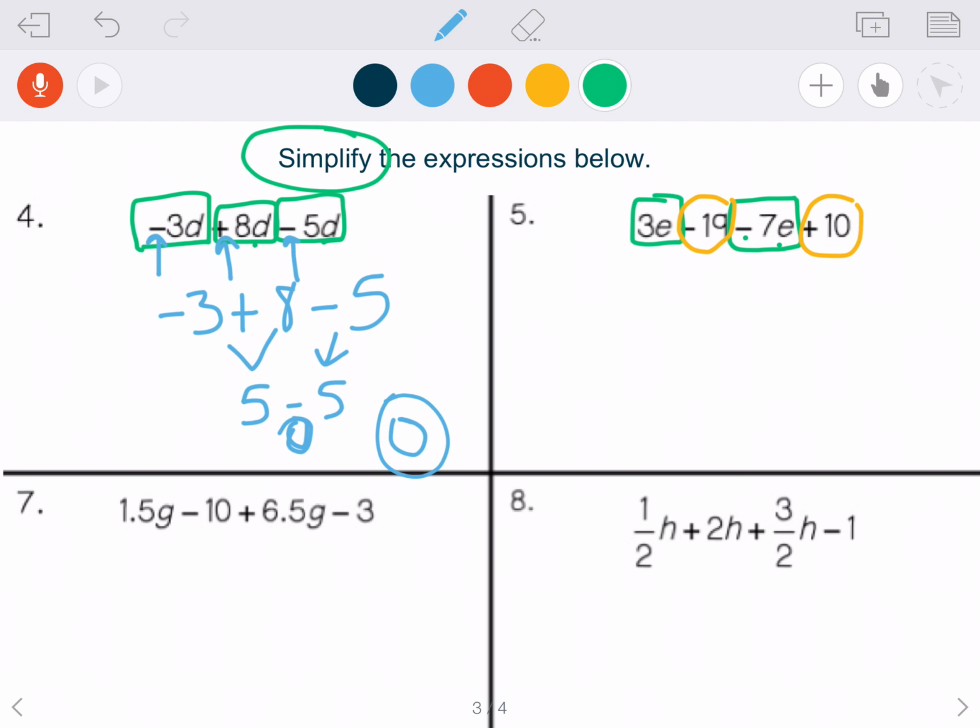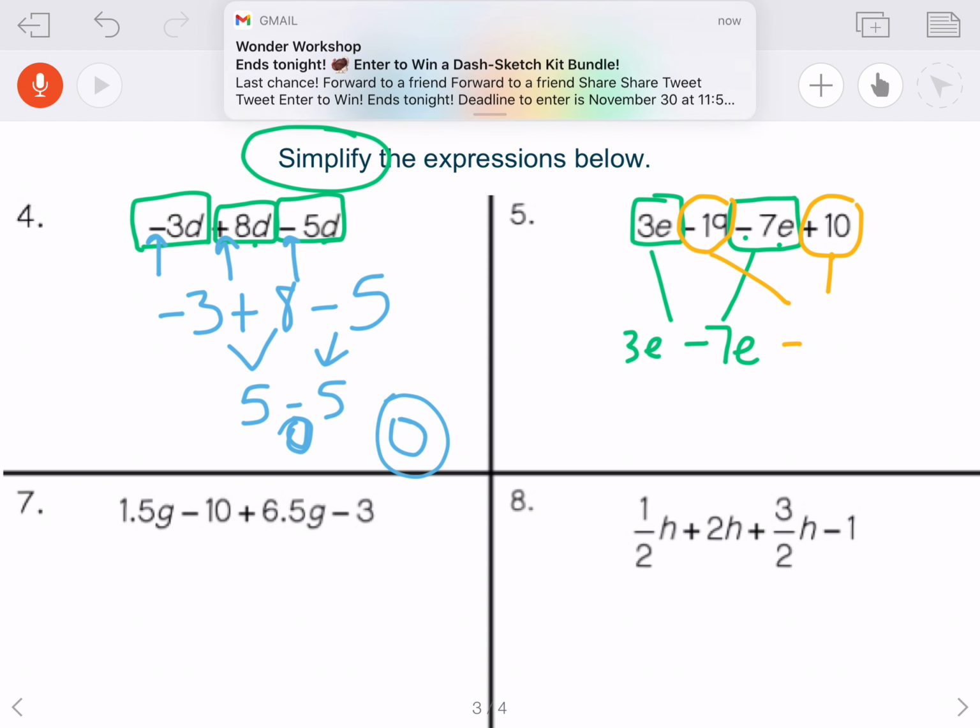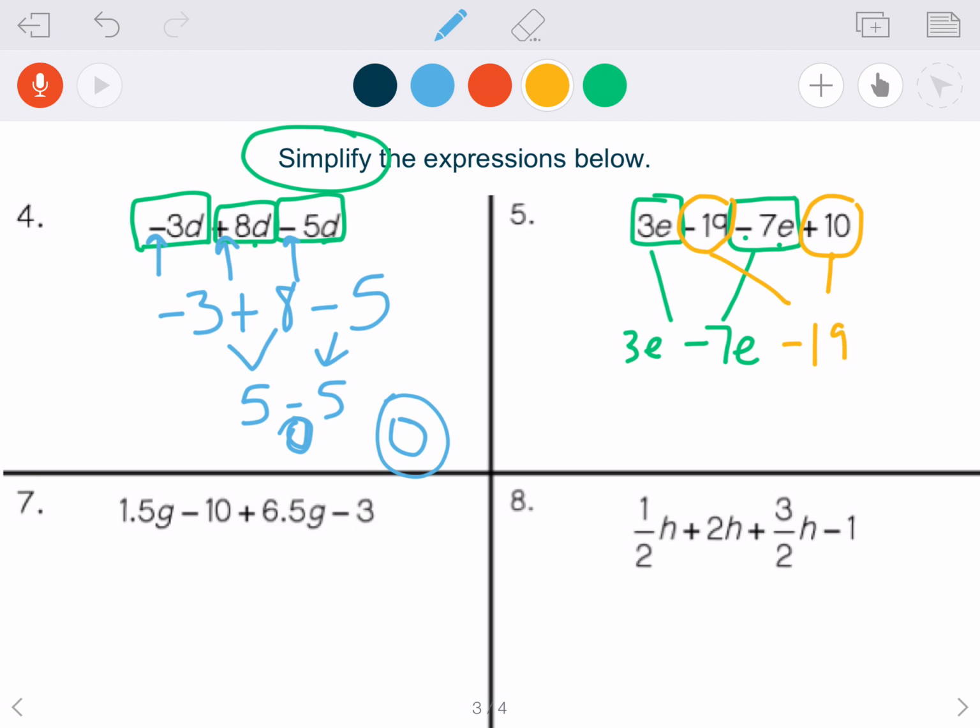Okay, so now I'm going to bring these, and it's almost as if I'm cutting and pasting. So I'm going to cut this 3e out, and I'm going to rewrite it here. And I'm going to cut minus 7e out, and I'm going to rewrite it here. I'm going to do the same thing with my constants. I'm going to cut minus 19 out, and I'm going to cut plus 10 out. And if you notice, I am using a different color for my boxes and circles, but I'm also using different shapes for different like terms. So that's kind of important.